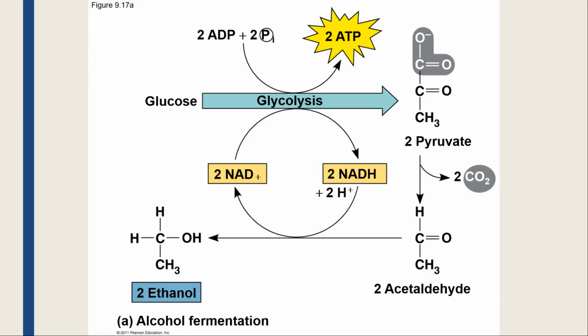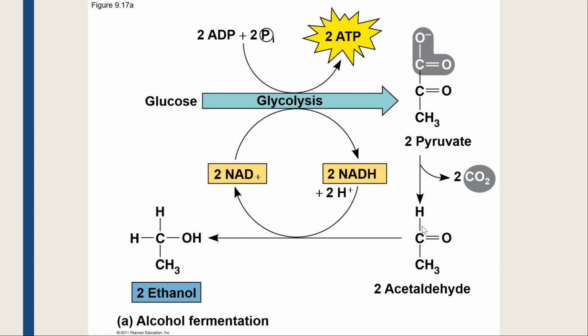So what will happen, when there is no oxygen present, then glycolysis will still occur. You're making ATP molecules, 2 ATP molecules, so that the cell can still get some energy. But if there's no oxygen, the pyruvate will not go into the mitochondria.